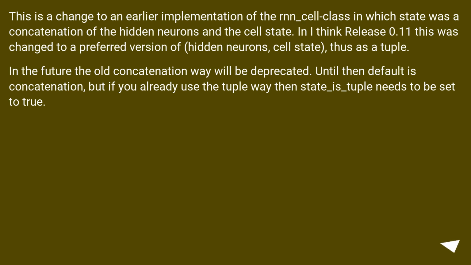This is a change to an earlier implementation of the RNNCell class in which state was a concatenation of the hidden neurons and the cell state. In, I think, release 0.11 this was changed to a preferred version of hidden neurons, cell state, thus as a tuple. In the future the old concatenation way will be deprecated.